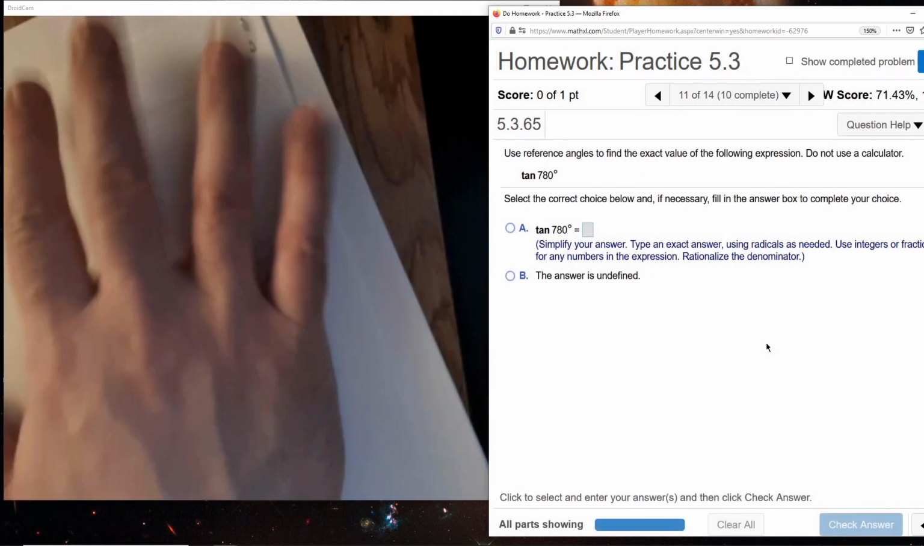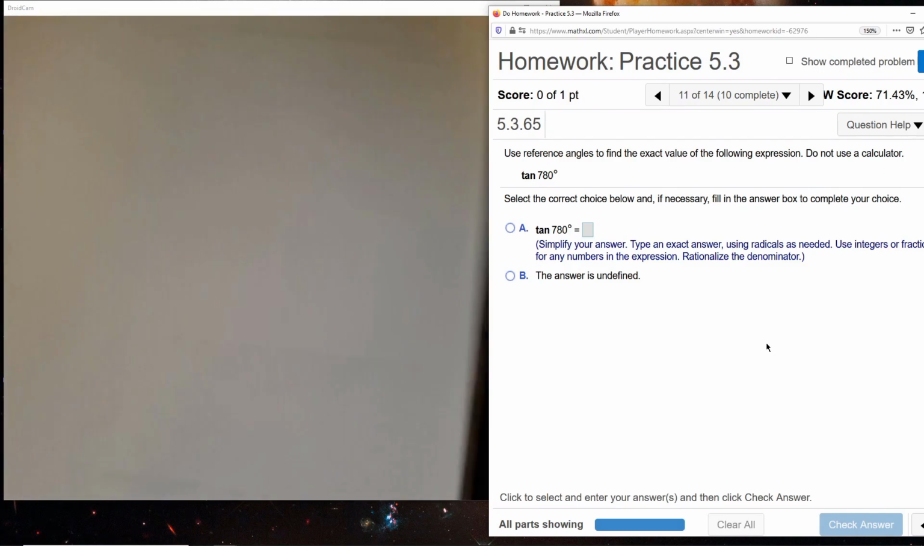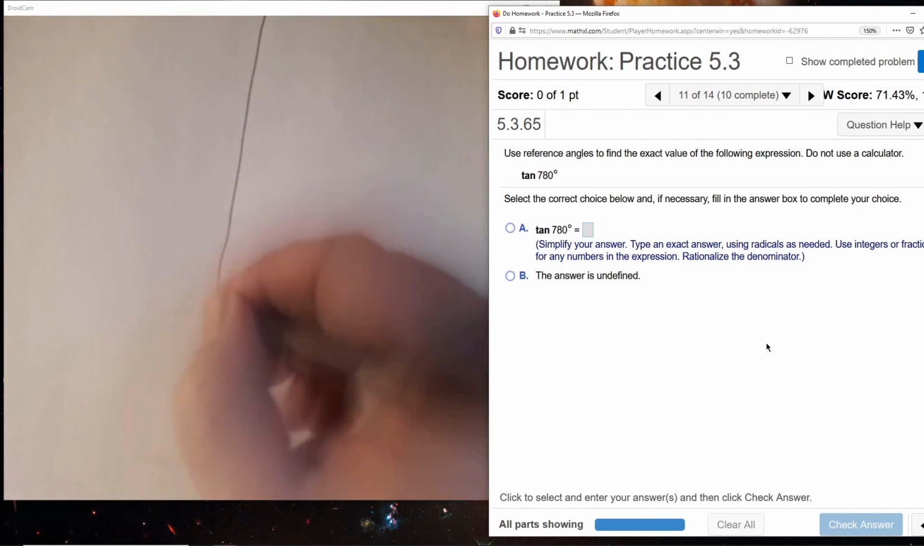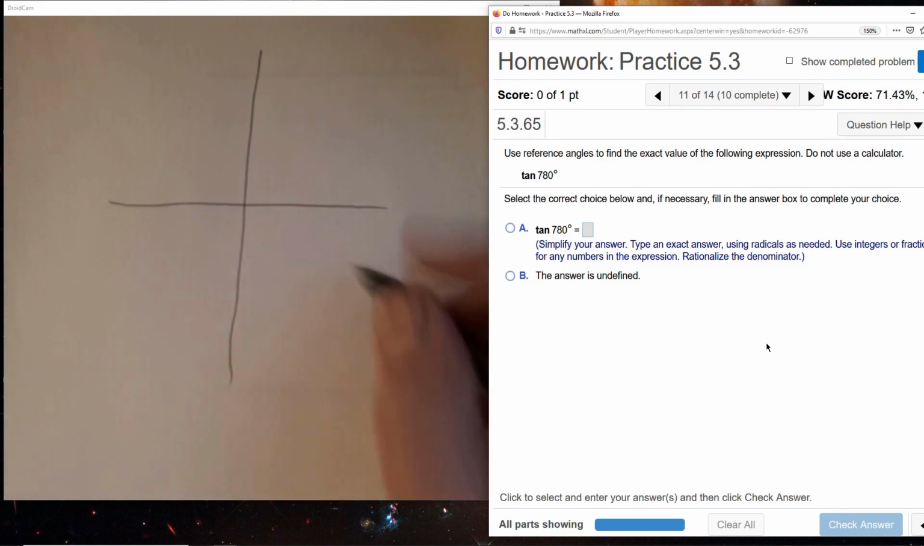So we got tangent of 780. Again, I keep saying again, because this is almost always the first step: draw the coordinate system, and let's find out what quadrant our angle is in. So 780 degrees.